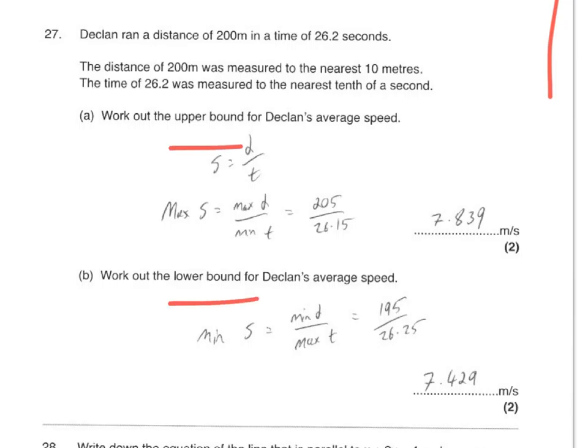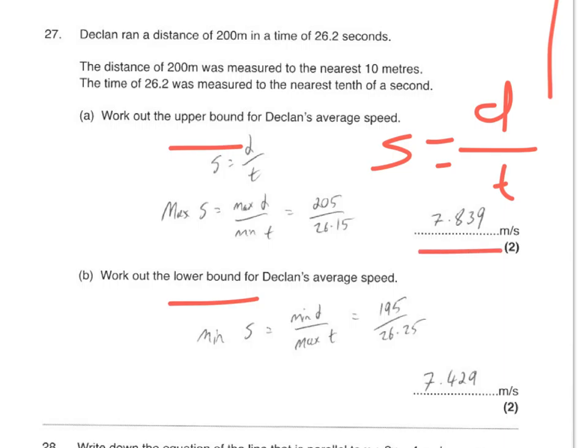Basically, because it's a division, when you set it up, it's S equals D divided by T. For the upper bound here, you find the biggest value of the distance, which in this case would be 205, and you divide that by the smallest value, because when you divide by a smaller number, the answer is going to be the biggest number you can possibly get. 26.2 rounded to the nearest tenth of a second is going to be 26.15.